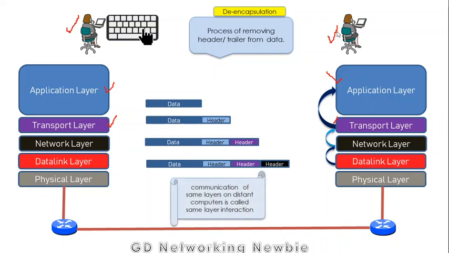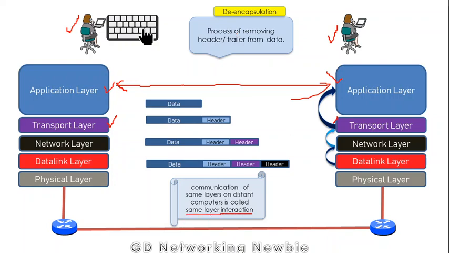And you see here we discussed that whatever action was performed by the application layer at the transmitting end, the reverse action was performed by the application layer at the destination end. So it means these same layers on distant computers interact with each other, and we call it same layer interaction.